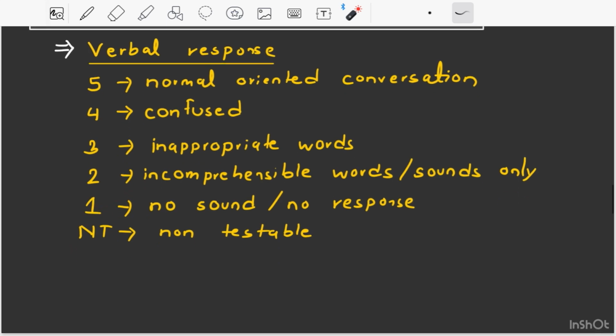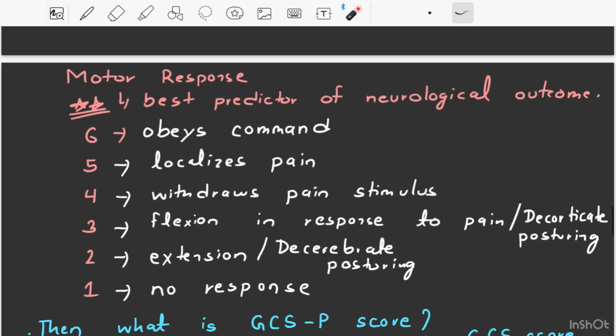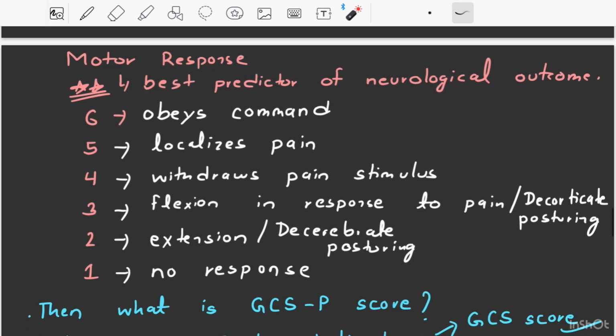We also get to know that in any of these indices, if any of the tests cannot be assessed, then we write it as NT. The third parameter is the motor response, and I must tell you that this is the most important or the best predictor of neurological outcome.